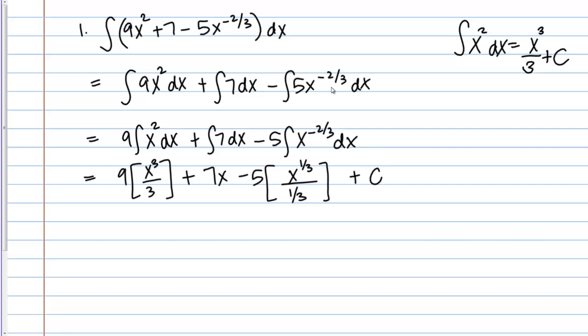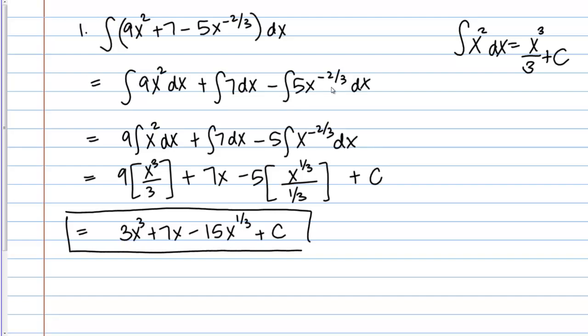Now we probably want to clean this up a little bit. I have 9x cubed over 3, so that's 3x cubed plus 7x. Then I have minus 5 x to the 1/3, and I have this 1/3 in the bottom. So I can flip that, right? Dividing by a fraction is the same as multiplying by the reciprocal. So 5 times 3 is 15. So this is minus 15 x to the 1/3 plus c. And that is our answer.